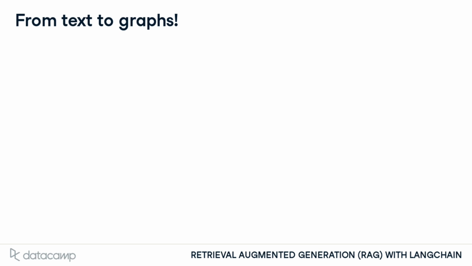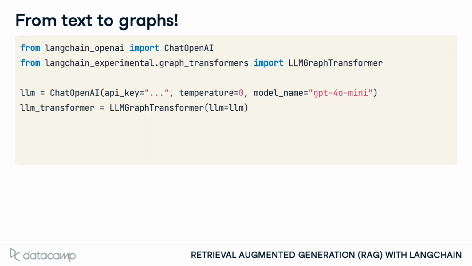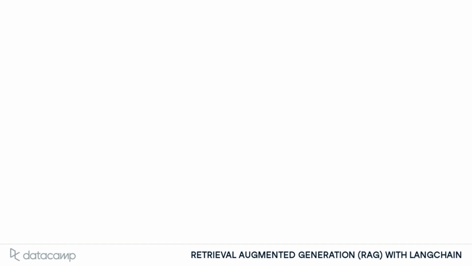We begin by defining the LLM to use for the transformation and use it to create an LLM graph transformer. Note that we use temperature equals 0 to produce more deterministic graphs for greater reliability. The LLM creates structured graph documents by parsing and categorizing entities and their relationships, which it infers from the documents. The transformation is performed using the .convert_to_graph_documents method on the documents.